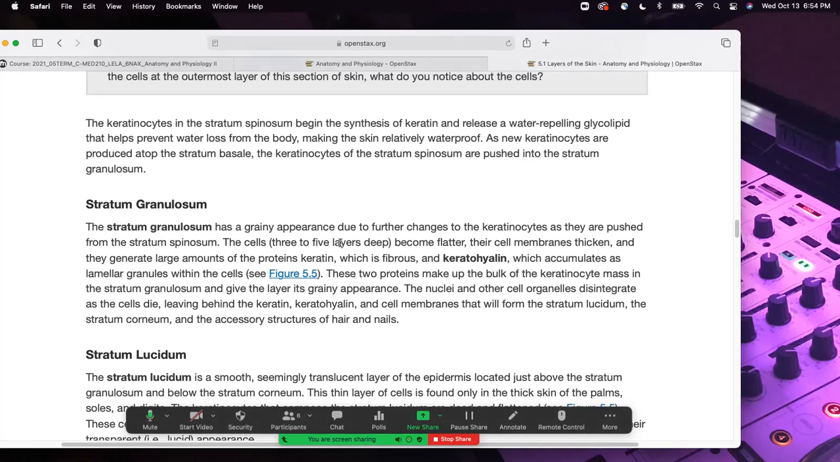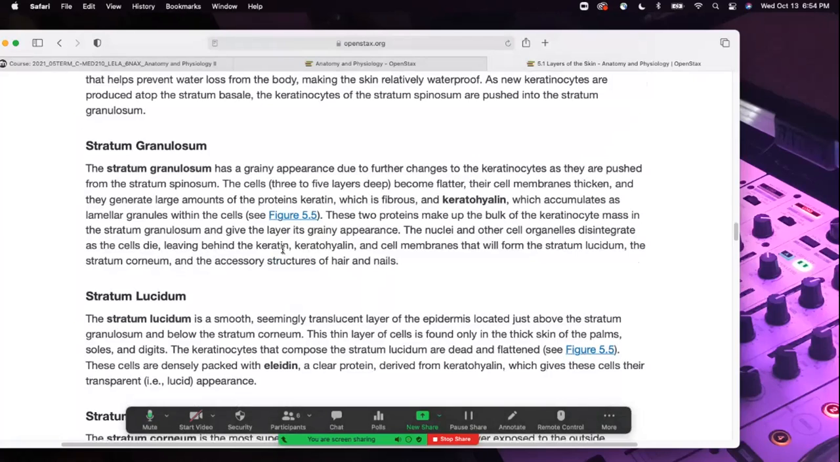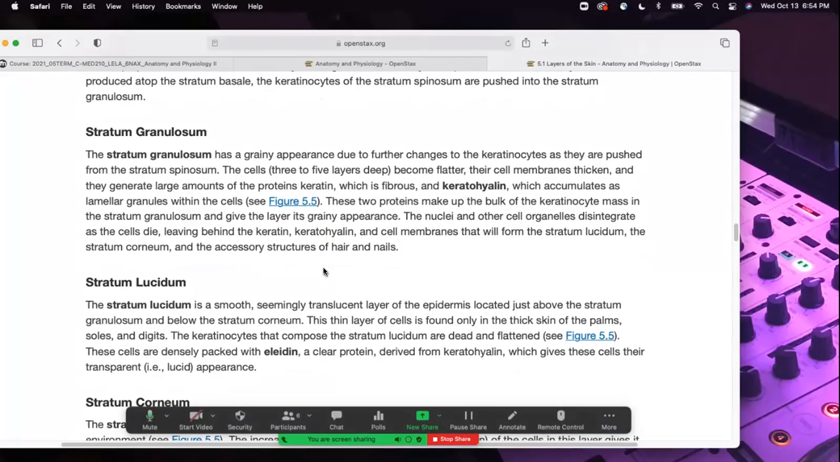The stratum granulosum has a lot of granules, and of course it has keratohyalin. We already know what keratin does, but what does hyalin do? It goes along with keratin, which gives it its grainy appearance. It strengthens that particular layer of the skin, and also adds to the layer of the accessory structures of your hair and your nails. Your nails also protect your skin.